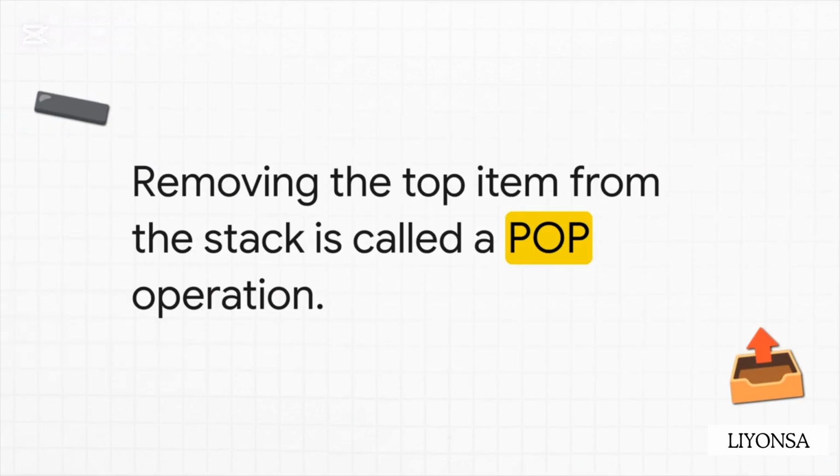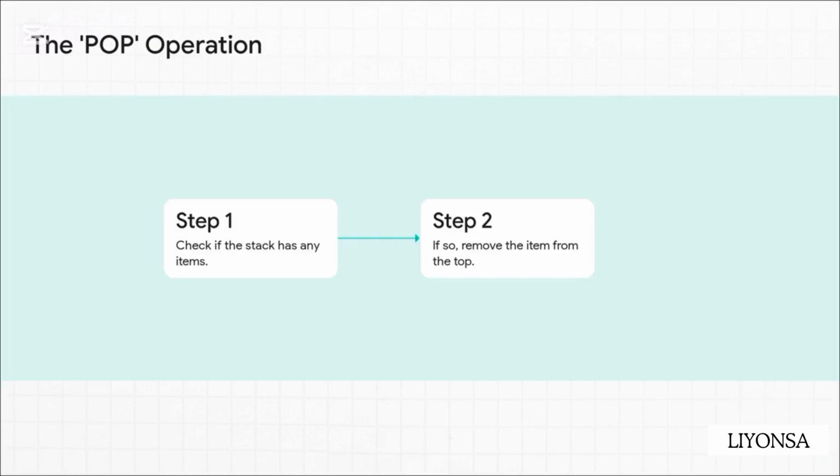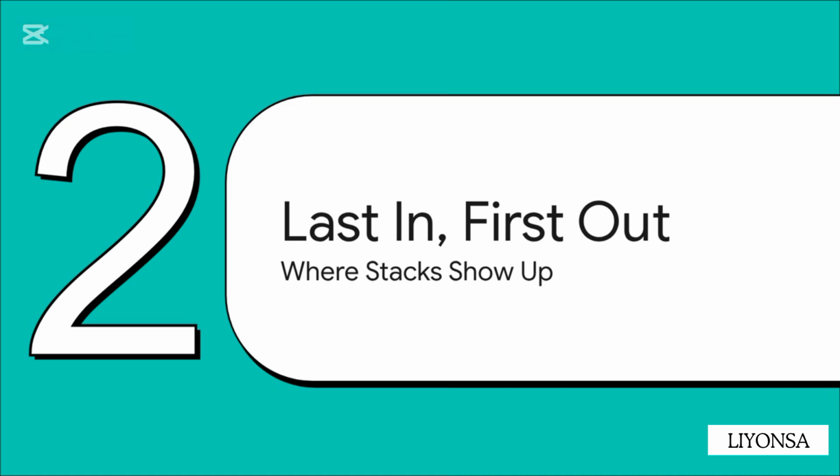All right, so what about taking something off? Well, that's called a pop. You're just popping the top item right off the stack. And just like before, there's a quick safety check. The system asks, is there actually anything here to take? You can't grab a plate if the pile's empty, right? Makes sense. If there is something there, then the top item gets removed. Easy.